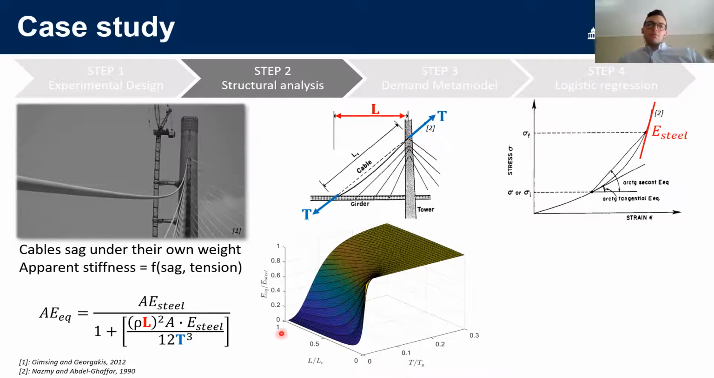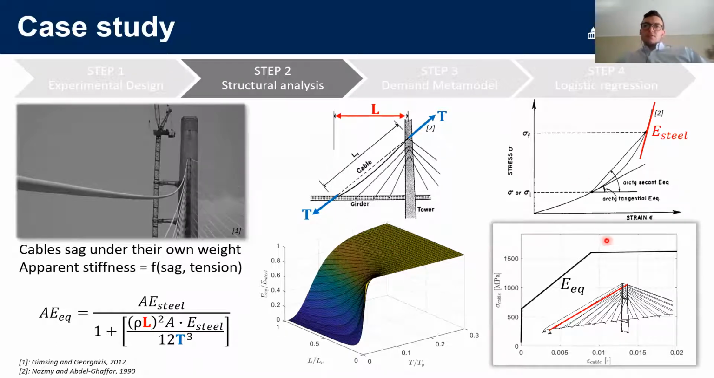So a value of 1 here means that the cable is horizontal, for which we have the highest sagging effect. Whereas when we move back to 0, it means that the cable is vertical, and in that case, we will not have a sagging contribution to the stiffness. We can also observe that as the tension inside the cable increases, the effect of sagging decays.